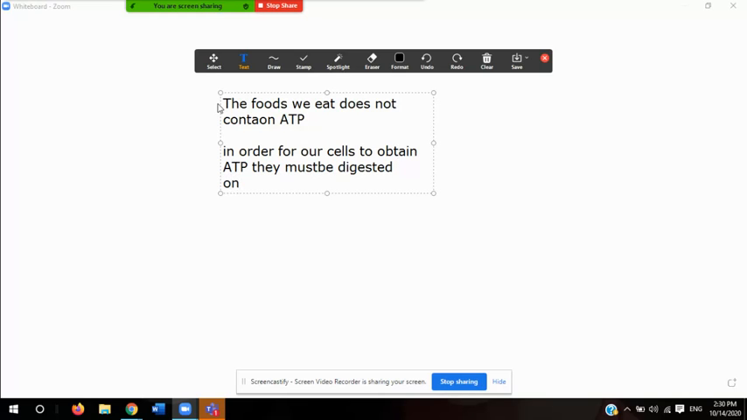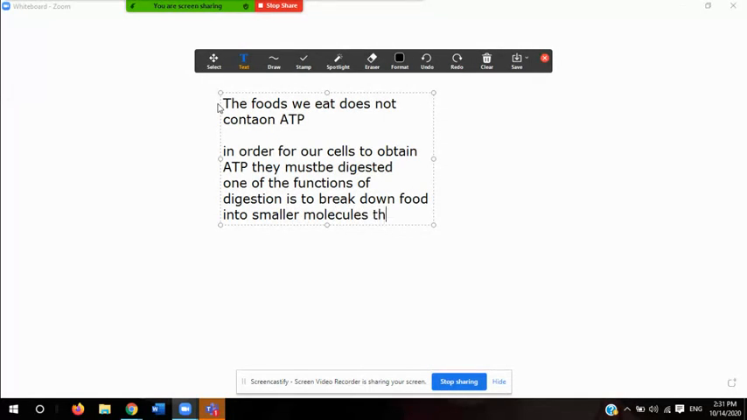So one of the functions of digestion is to break down food into smaller molecules that can be used to make ATP.